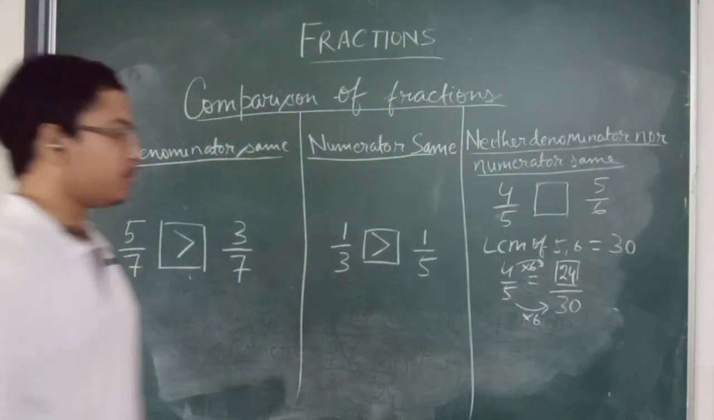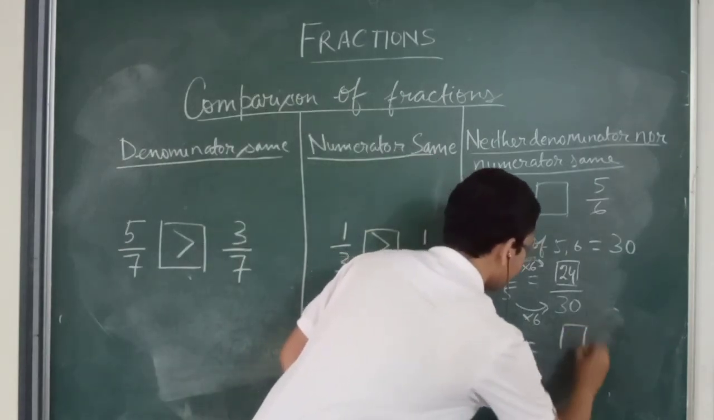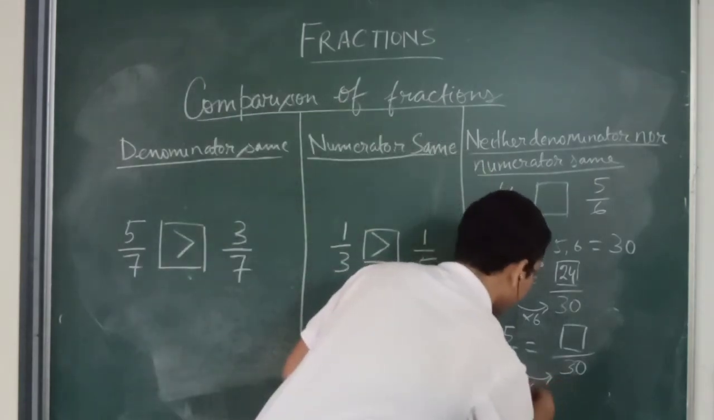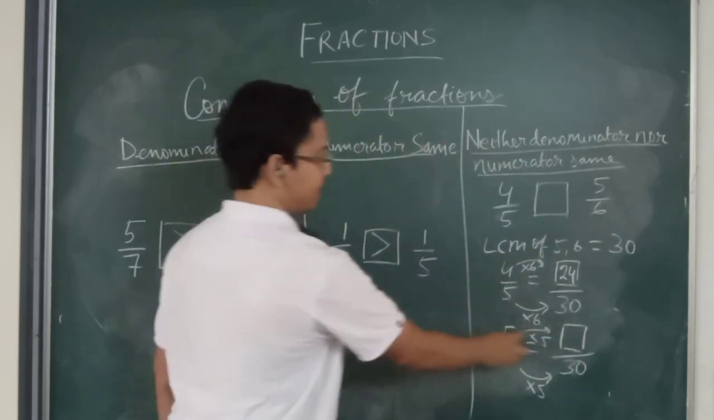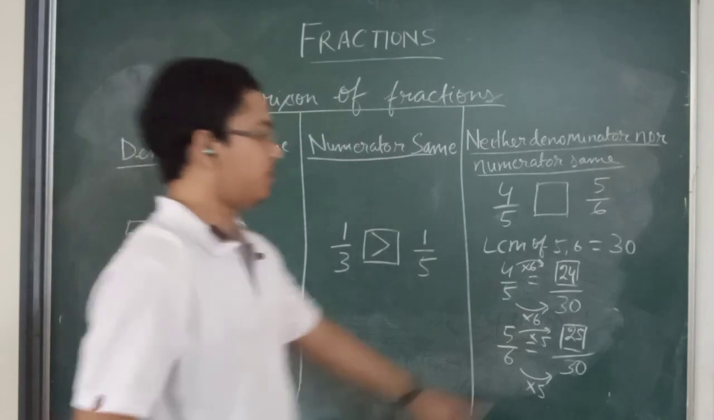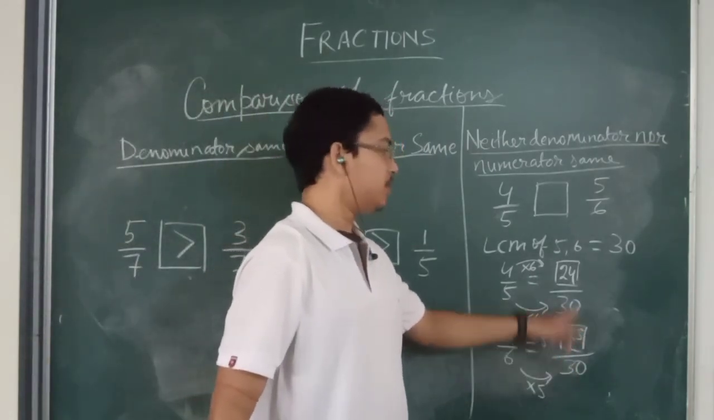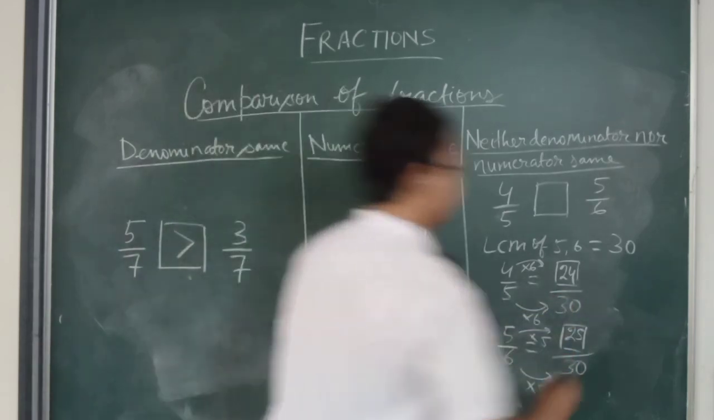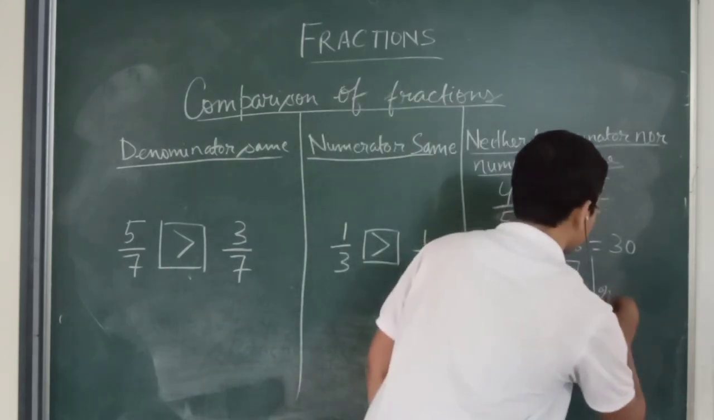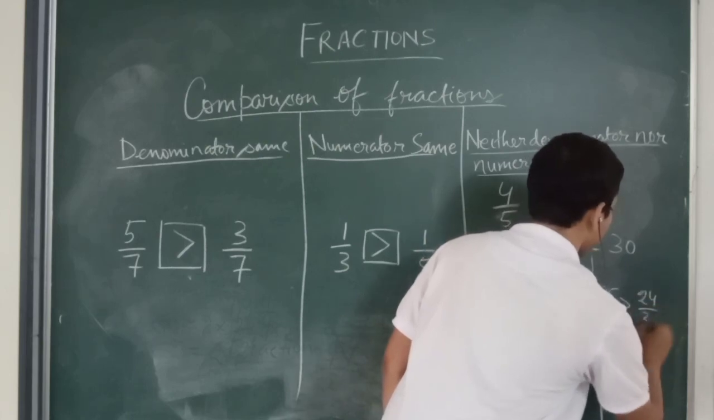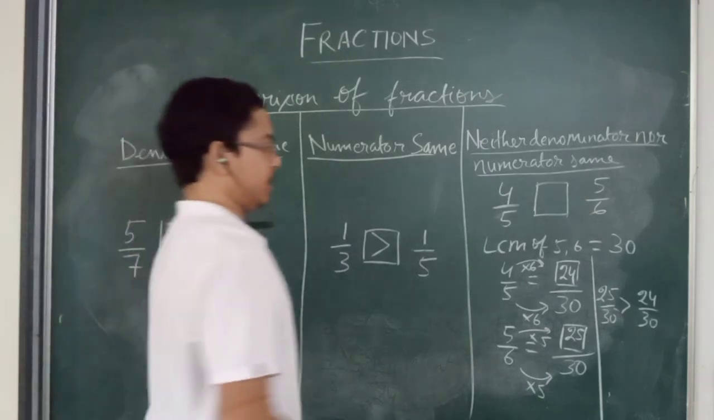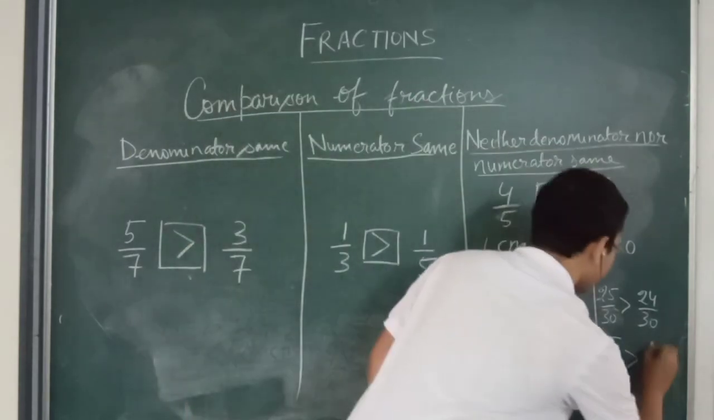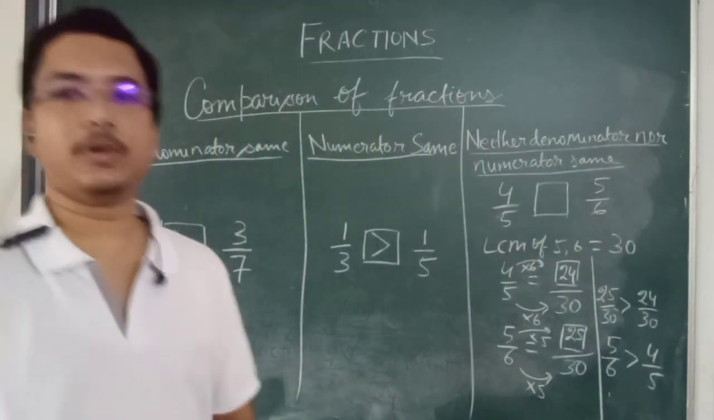And next, 5 by 6 also we are going to convert into something by 30. So 6 multiplied how many times is 30? 6 multiplied by 5 is 30. So above also we have to multiply with 5. So 5 into 5 becomes 25. So you can see now the denominators of both the fractions have become the same, 30 and 30. So the fraction which is having the greater numerator will be greater in value. So 25 by 30 is greater than 24 by 30. What is 25 by 30? 25 by 30 is 5 by 6. So 5 by 6 is greater than 4 by 5. Okay, so this is how you are going to compare the fractions.